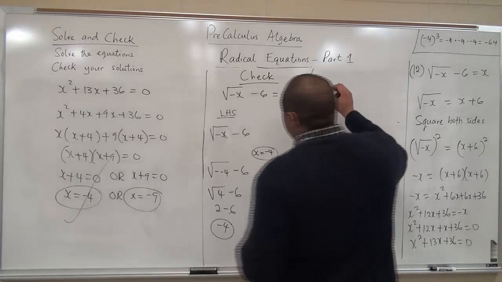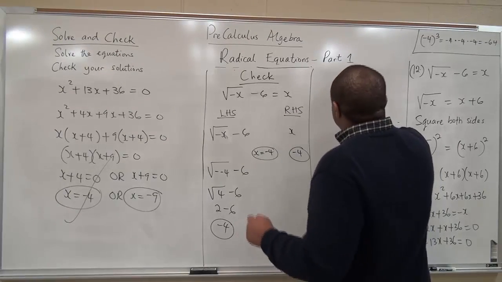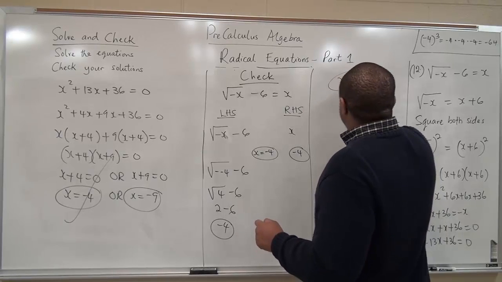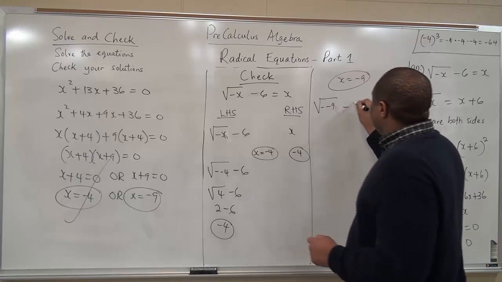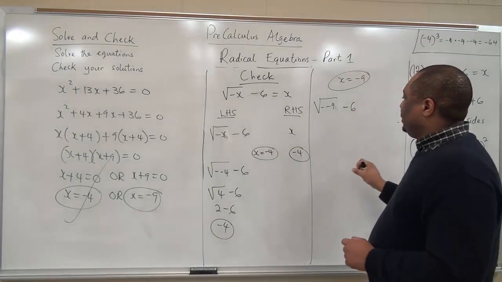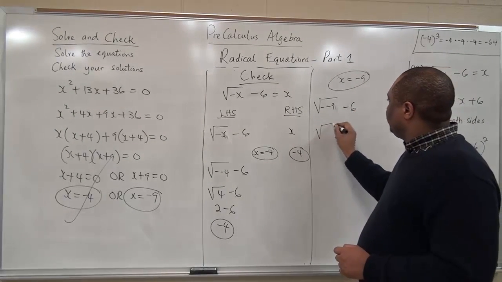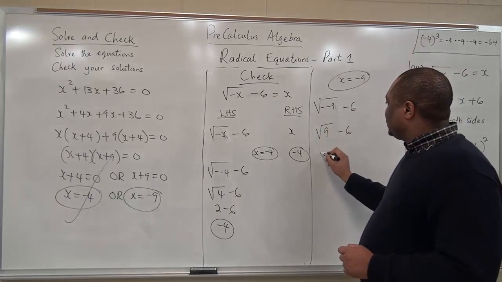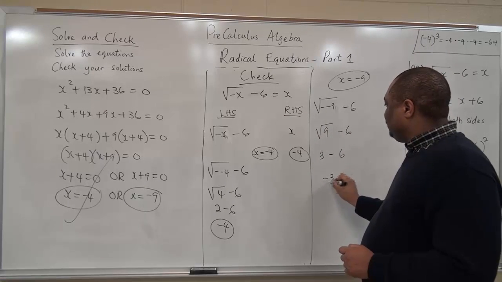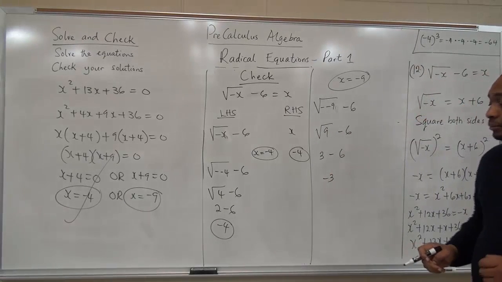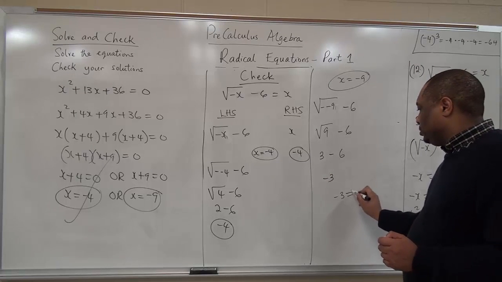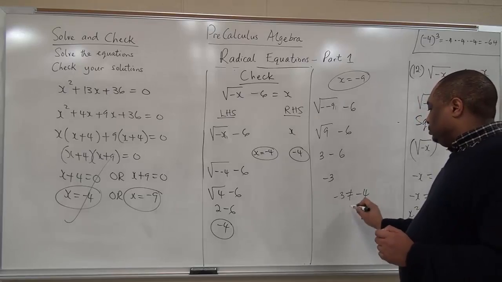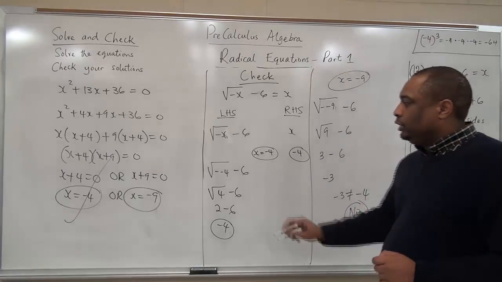Okay, now let's check for x to be negative 9. So this will be square root of negative of negative 9, minus 6, right? And that is the square root of 9 minus 6. And that is 3 minus 6. And that is negative 3. Did it pass? No. Negative 3 is not equal to negative 9. So, nope.